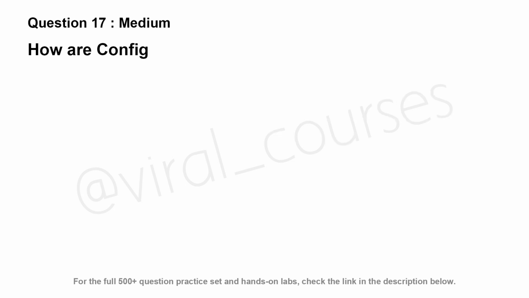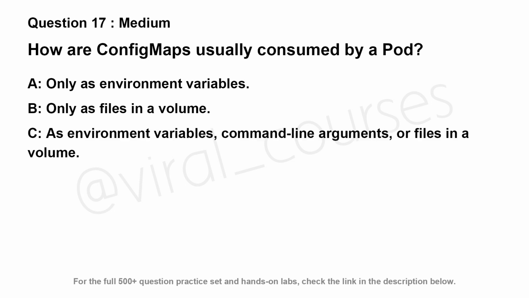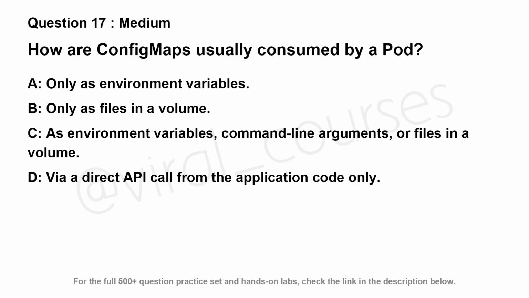How are config maps usually consumed by a pod? Option A. Only as environment variables. Option B. Only as files in a volume. Option C. As environment variables, command line arguments, or files in a volume. Option D. Via a direct API call from the application code only.